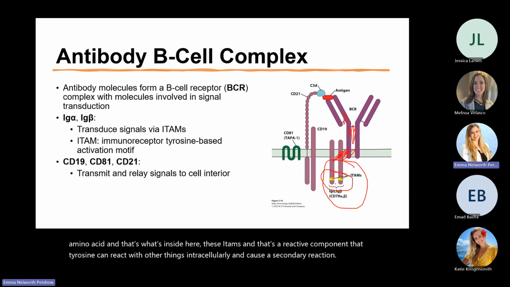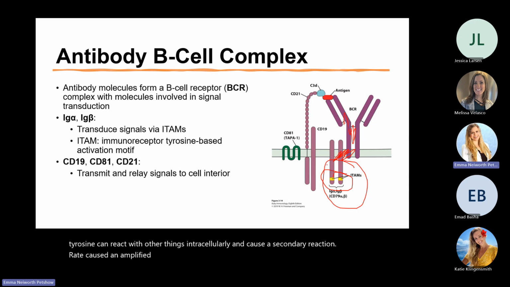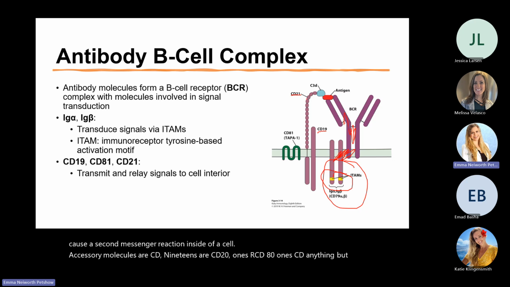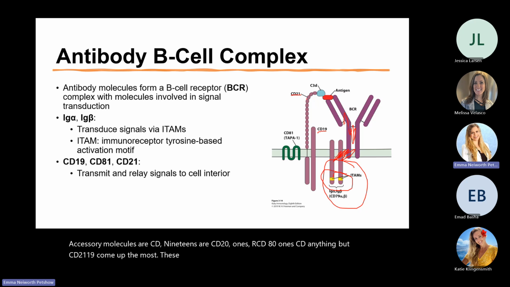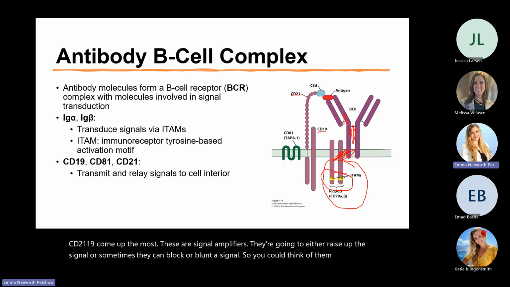Cause an amplified reaction response. These motifs, these ITAMs, can transduce signals into the cell upon antigen binding, essentially causing a second messenger reaction inside of a cell. Accessory molecules are CD19s, CD21s, CD81s, CD anything, but CD21 and CD19 come up the most. These are signal amplifiers. They're going to either raise up the signal or sometimes they can block or blunt a signal. So you could think of them as influencing what's happening with whatever's binding.